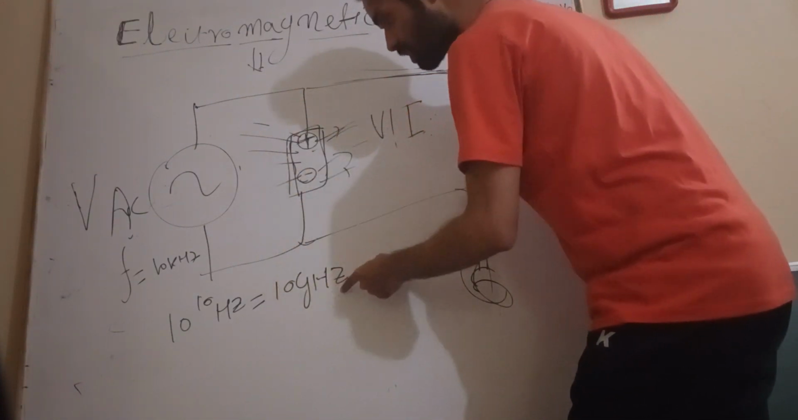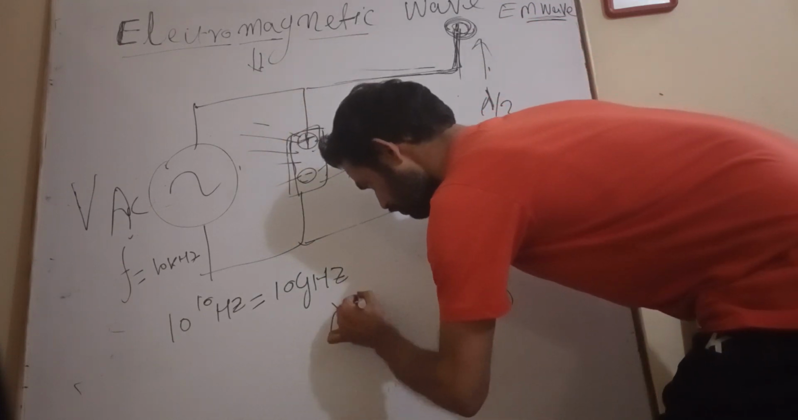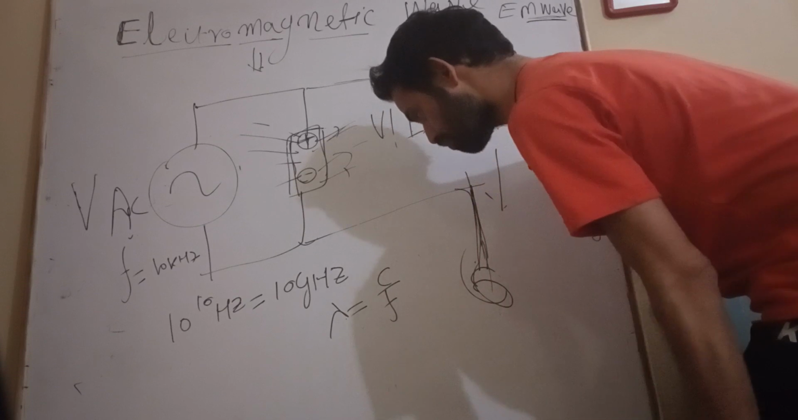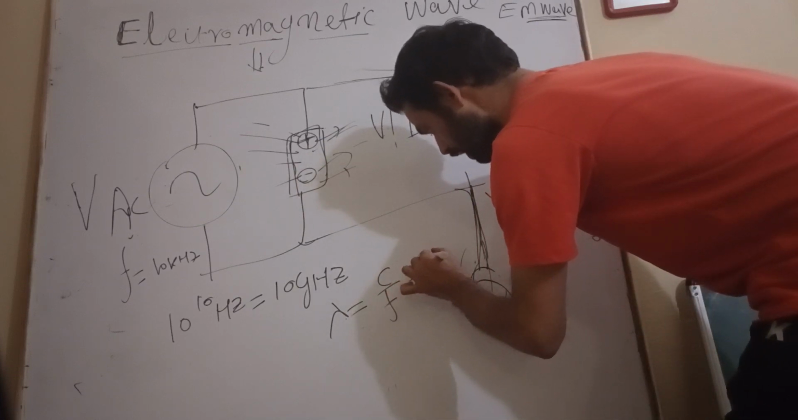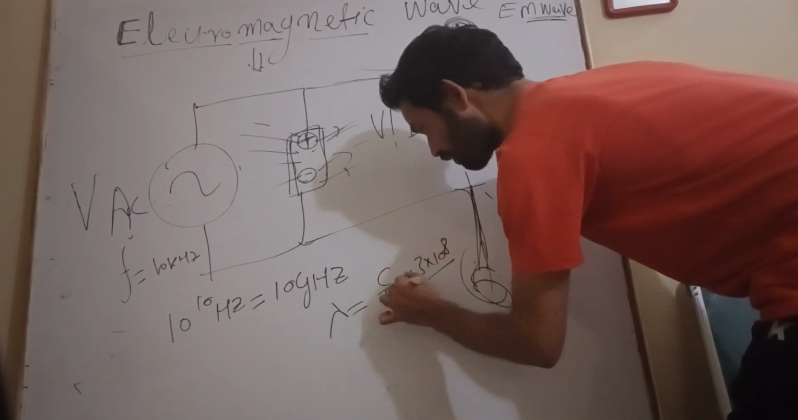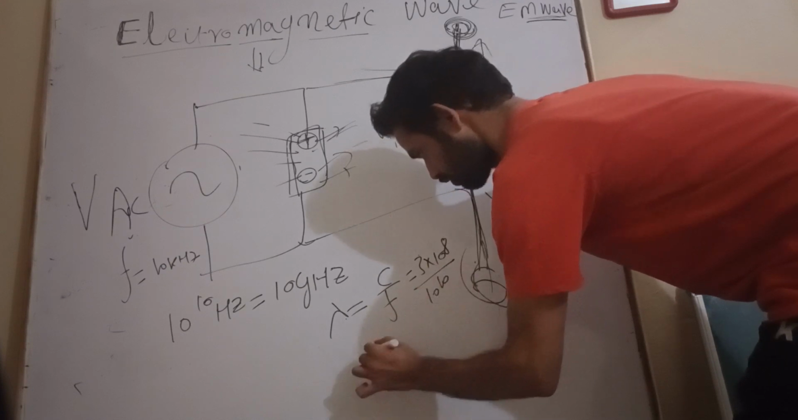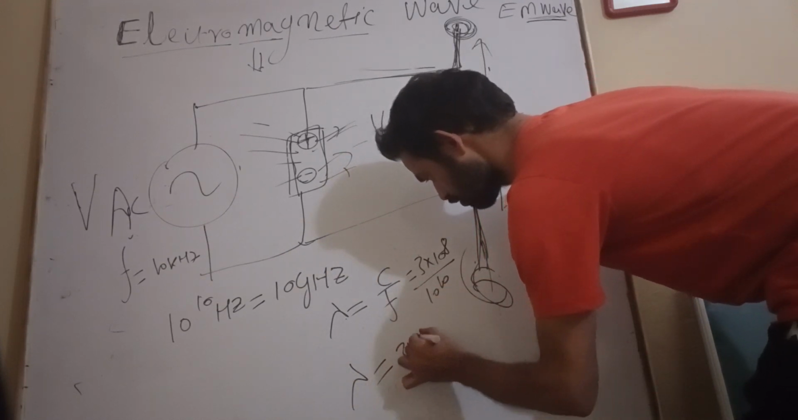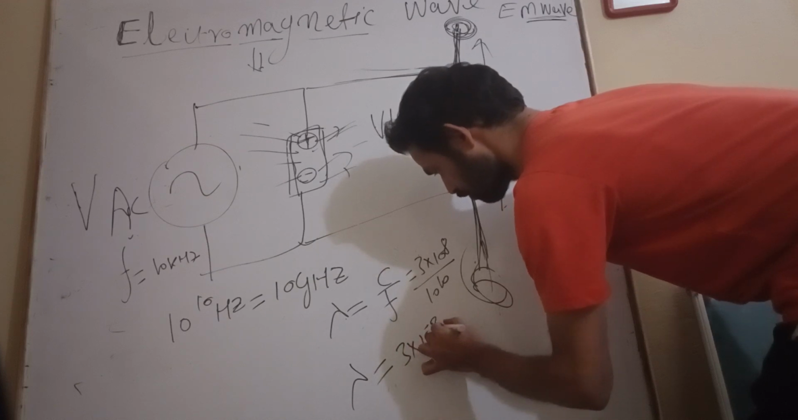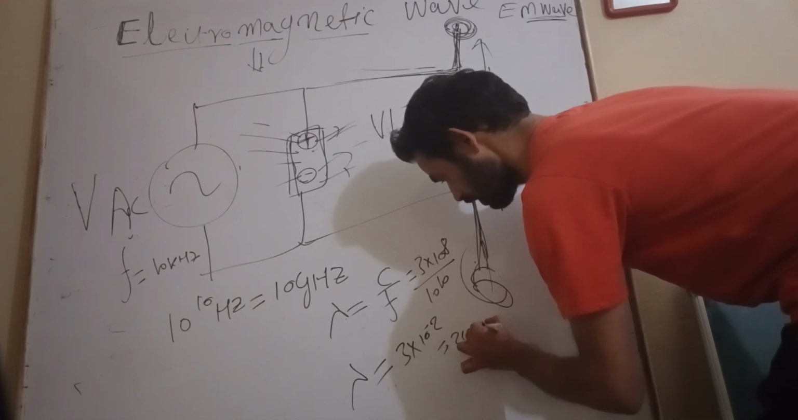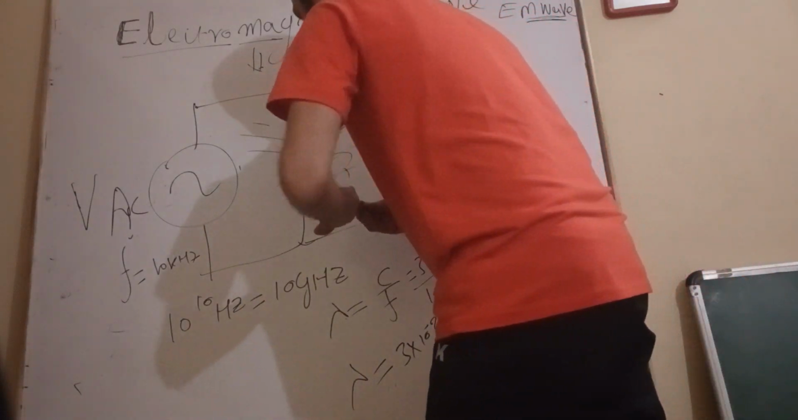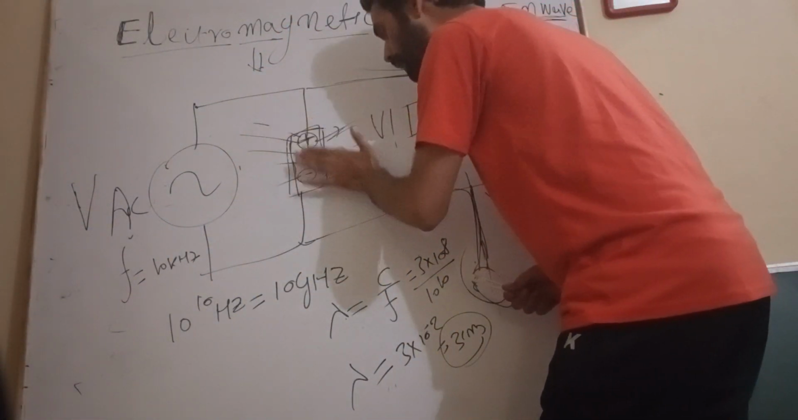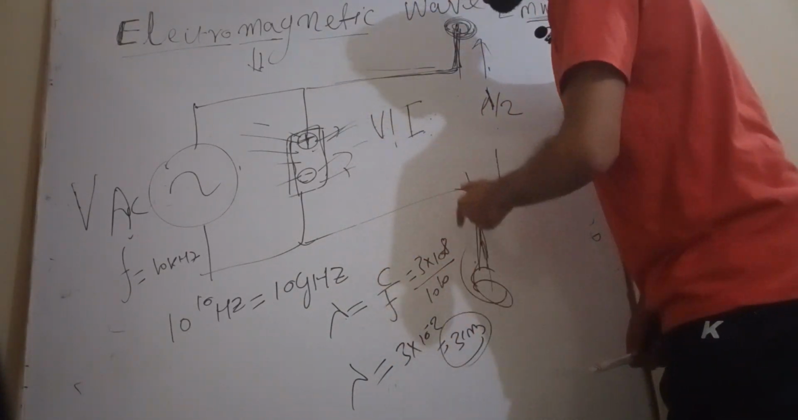If you see the wavelength of the signal, lambda is equal to C by F. So 3 into 10 to the power 8 divided by the frequency, which is 10 to the power 10. So lambda is equal to 3 into 10 to the power minus 2, which means it is 3 centimeter. If you see, this conductor length is comparable to the wavelength of the signal.